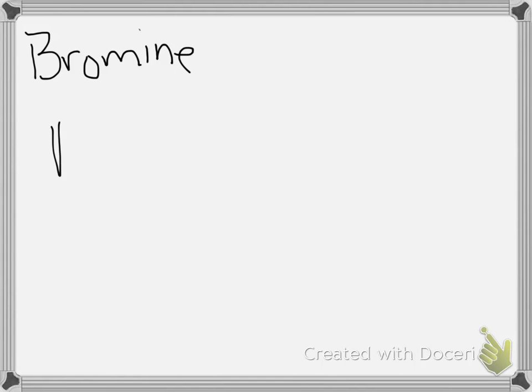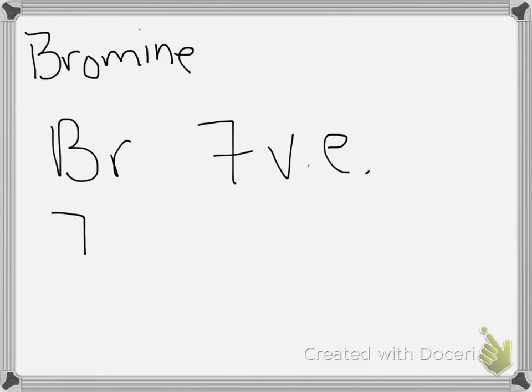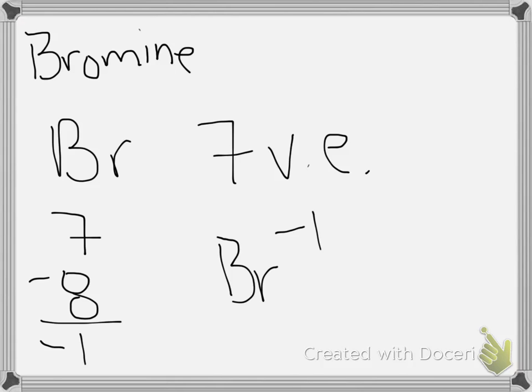Bromine, on the other hand, Br, has 7 valence electrons. Again, we're going to set up our subtraction problem here because it's closer to 8. We're going to subtract 8, and that leaves me with a negative 1. And so bromine, as an anion, becomes a negative 1.